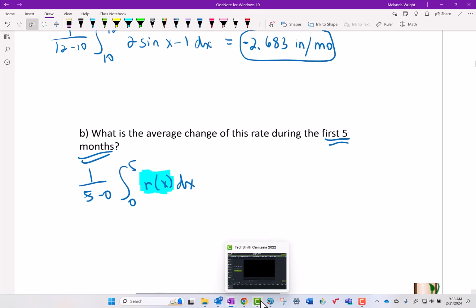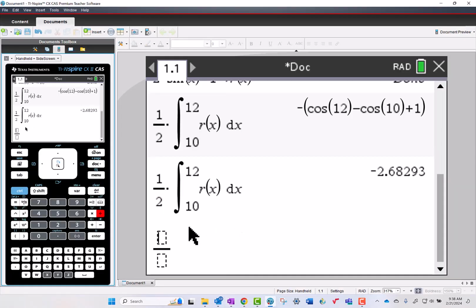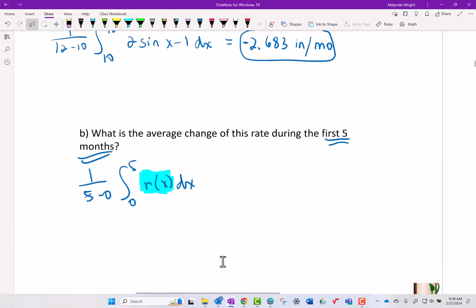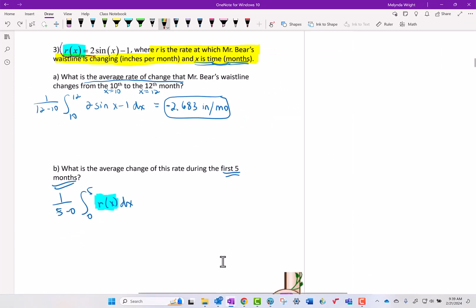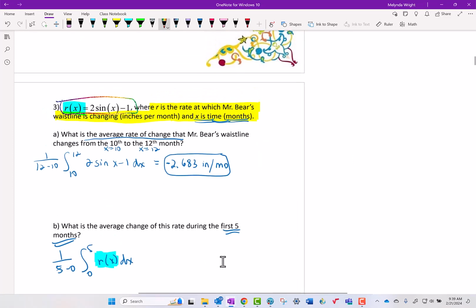Okay, here we go. So we've got 1/5. Why wouldn't you just do R of 5 minus R of 0 over 5? Okay, let's go back. Let's talk about it again. So this formula right here represents the rate the waistline is changing. That's what it represents.